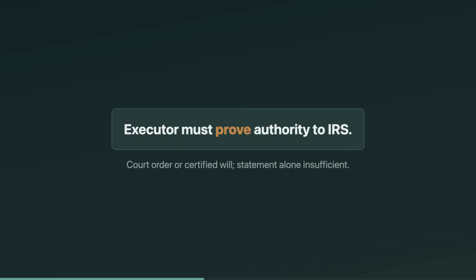With the IRS, you'll see executor and personal representative used loosely. The IRS often calls anyone filing for the decedent a personal representative, even if state law uses a different label. But here's the exam trap. The IRS won't just take your word for it. A simple statement like, "I'm the executor," is not enough. You generally need documentation like a court order or certified will.